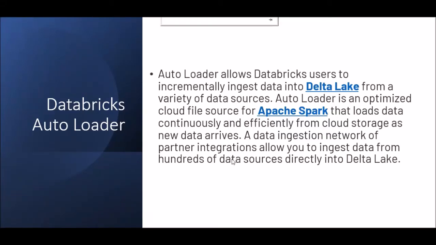Today we are going to talk about Autoloader, which is a new offering from Databricks. Autoloader is going to be a game changer for the scenarios where you have to incrementally load data from the cloud file. So look at the definition given by Databricks for this. It says Autoloader allows Databricks users to incrementally ingest data into Data Lake from a variety of data sources. So Autoloader is an optimized cloud file source for Apache Spark that loads data continuously and efficiently from cloud storage as new data arrives.